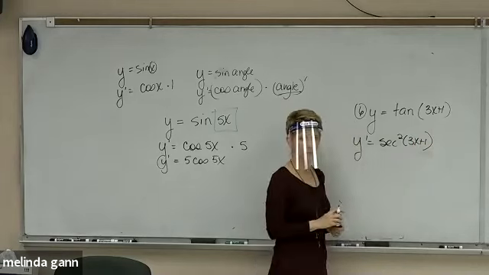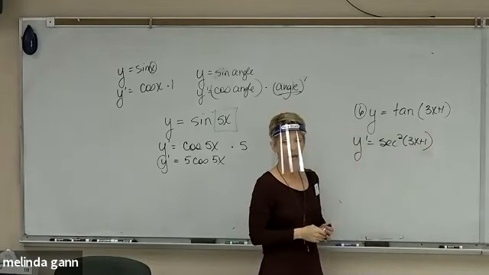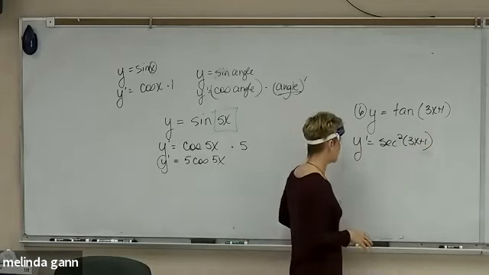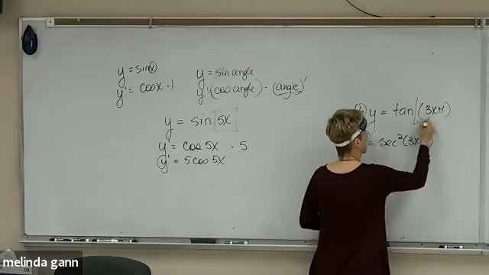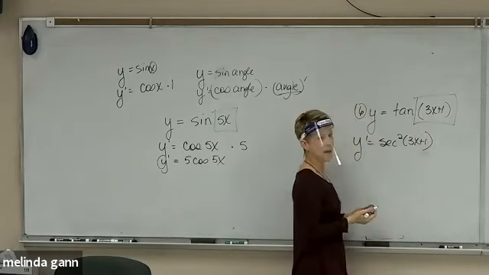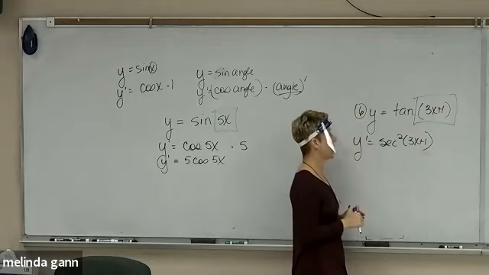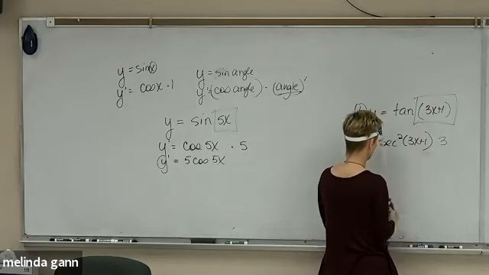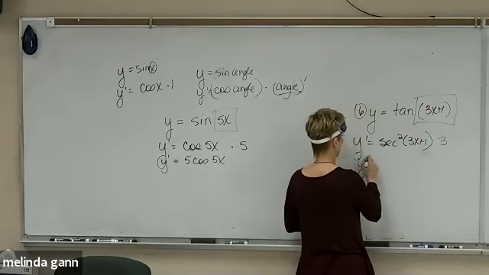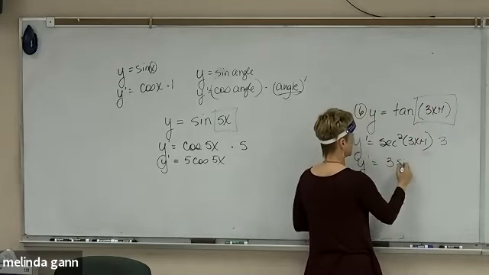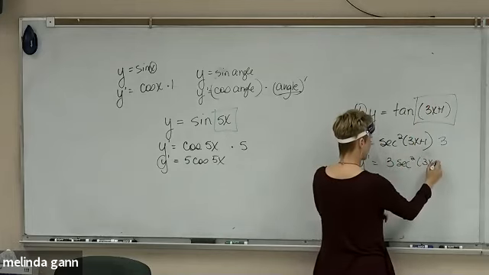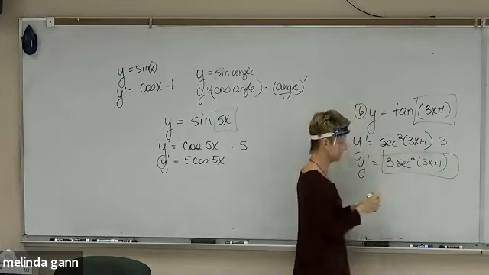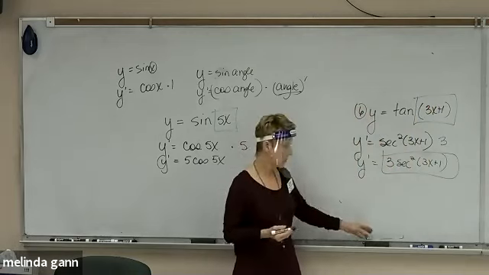Is everybody with me? What's the one extra part on all these trigonometries? You got to know the derivative of the angle. Well, there's my angle. What's the derivative of that thing? 3. So I've got 3 secant squared of 3x plus 1. Everybody okay?